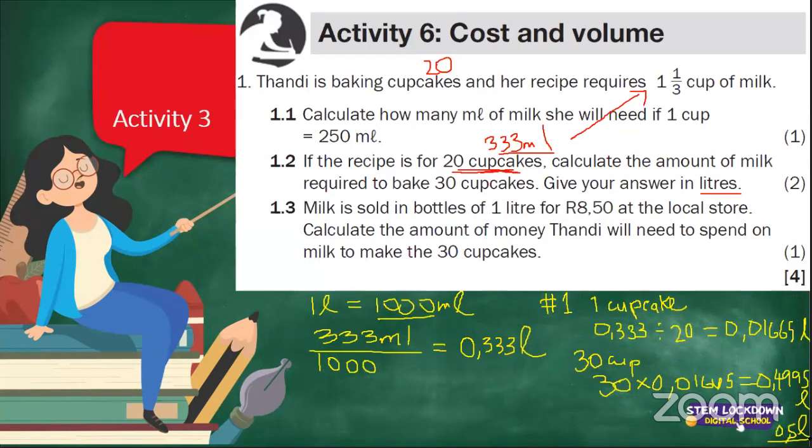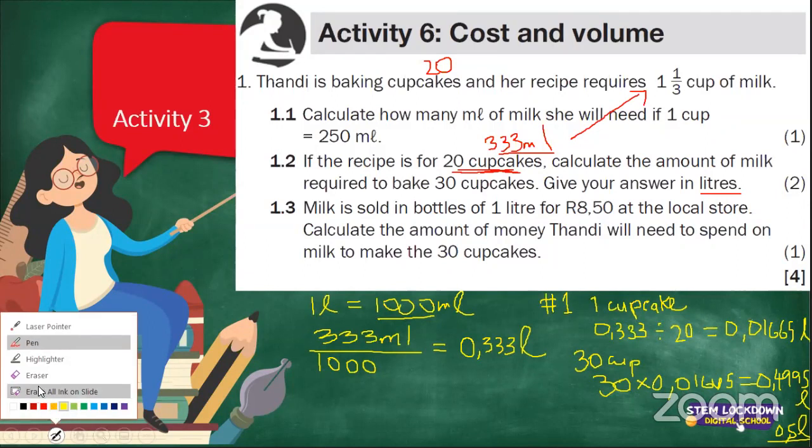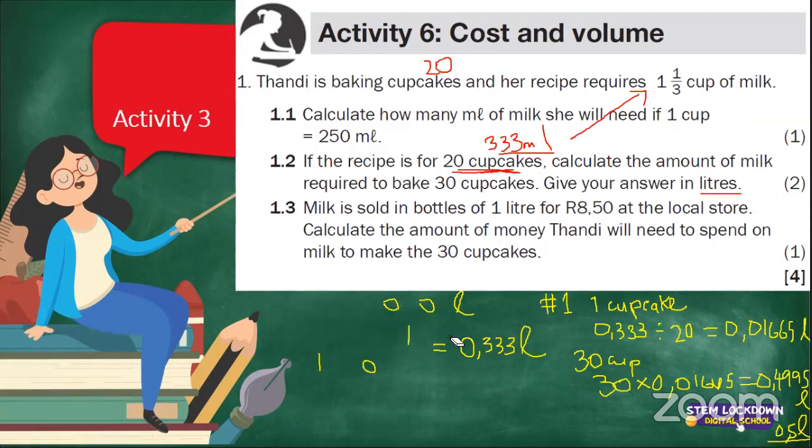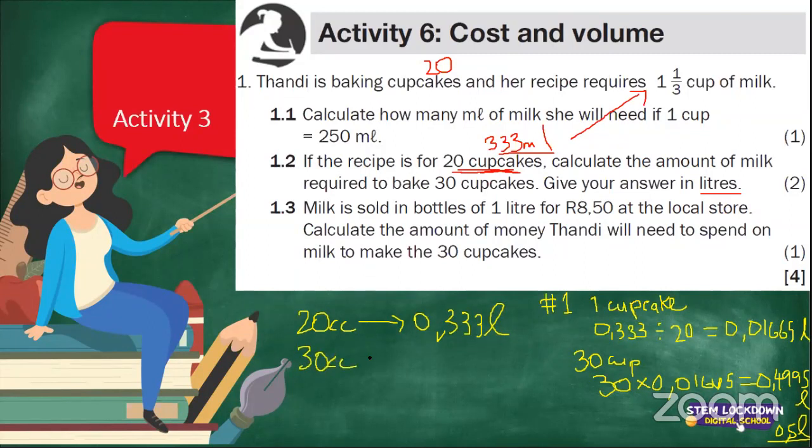Learners, I have three minutes left, so I can't share another method. You can also just use cross multiplication. I'll start it off, but then I can't continue because of time. Let me show you how you could have started it off. You could have said 20 cupcakes require 0.333 liters, and then for 30 cupcakes, how many liters? X liters, right? And then you cross multiply.